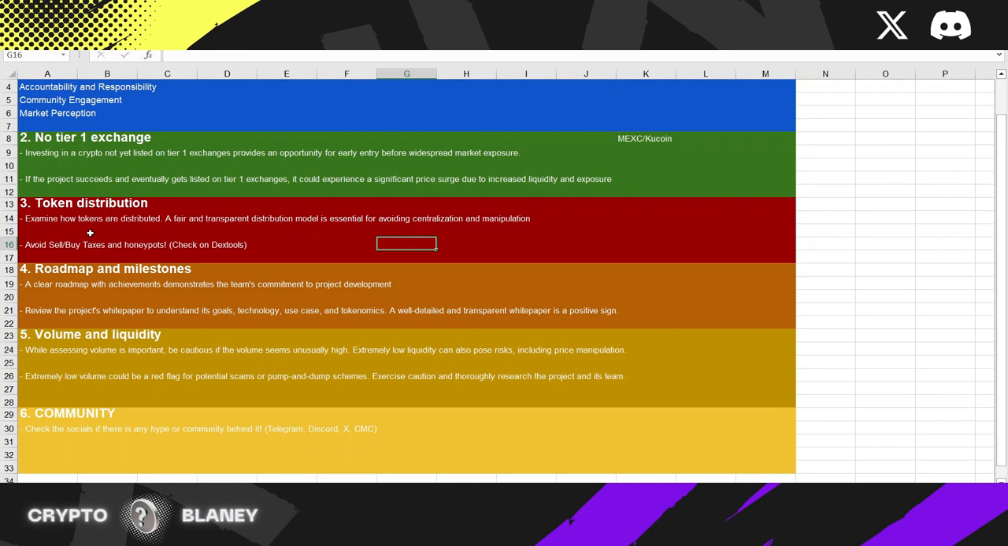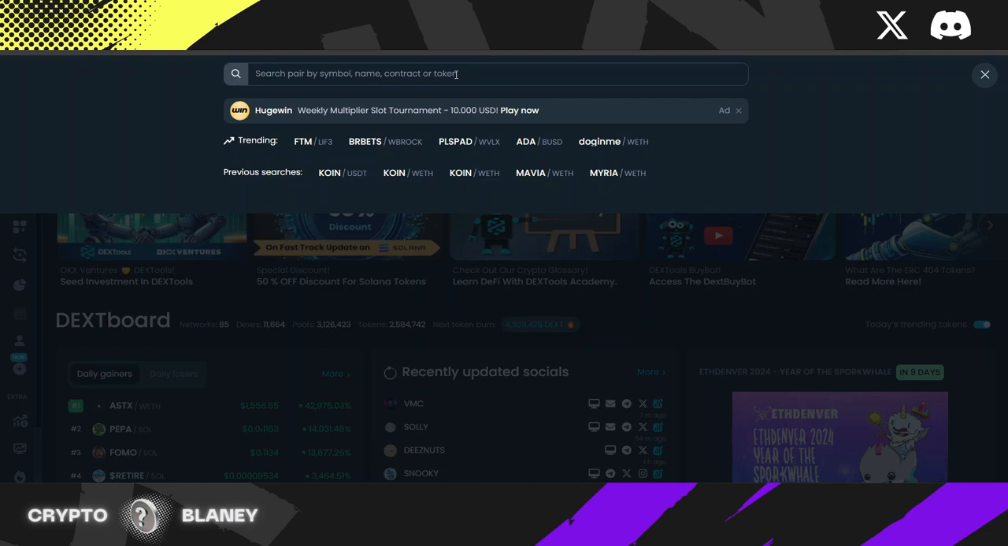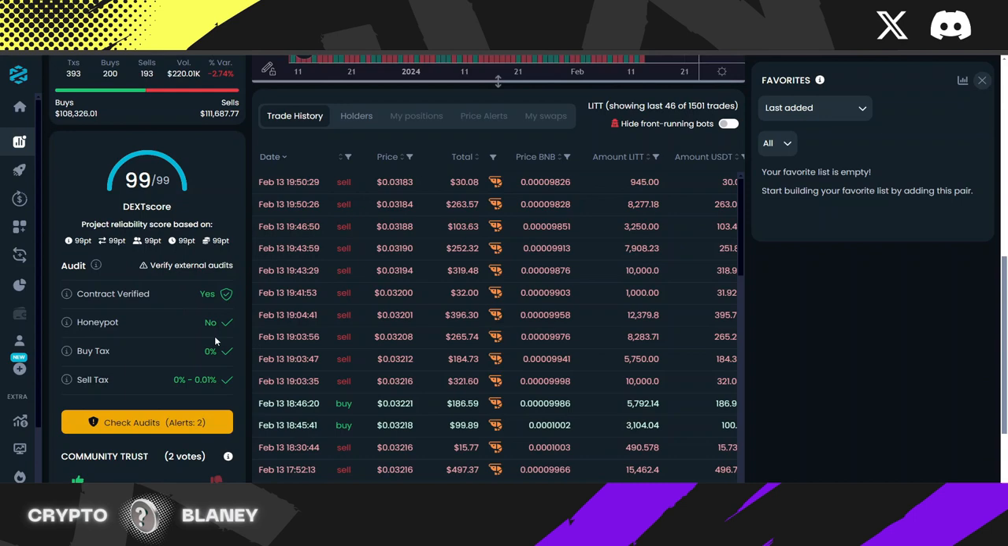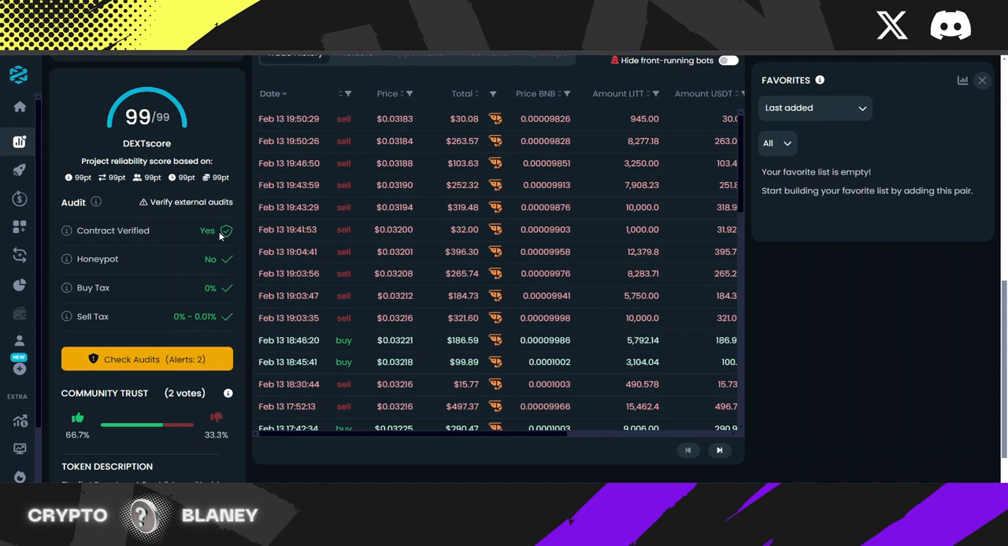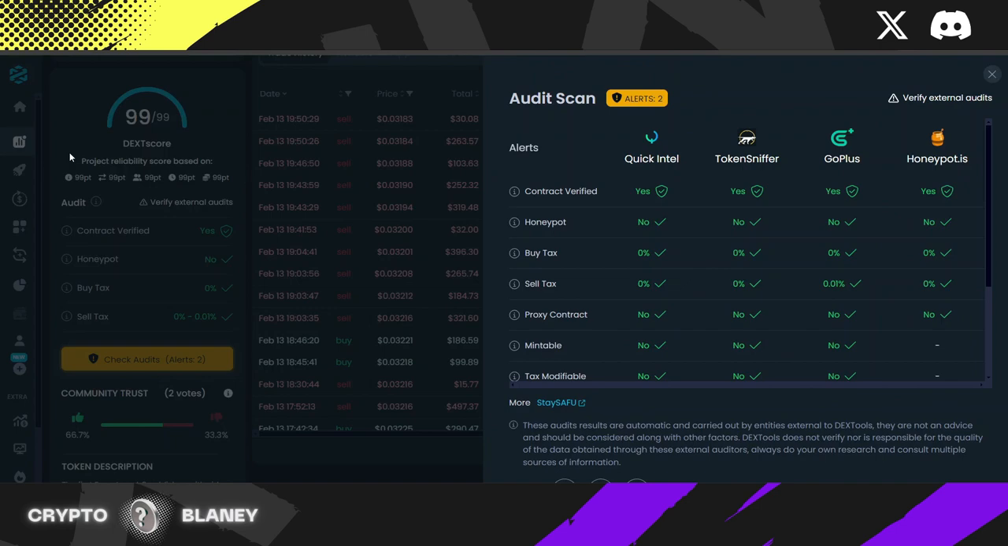Number 3, token distribution. Examine how tokens are distributed. A fair and transparent distribution model is essential for avoiding centralization and manipulation. And avoid sell and buy taxes and honeypots. Check on DEXTools. So let's check DEXTools for a bit. I'm actually certain that they don't have a honeypot and also no buy and sell taxes, but I'm just going to show you guys. So yeah, this looks very clean. Okay, sell tax maybe 0.01. But look guys, if this is a honeypot and the buy tax is like 5%, sell tax 5%, you just want to stay away. So yeah, everything looks very, very good at LitLab Games.